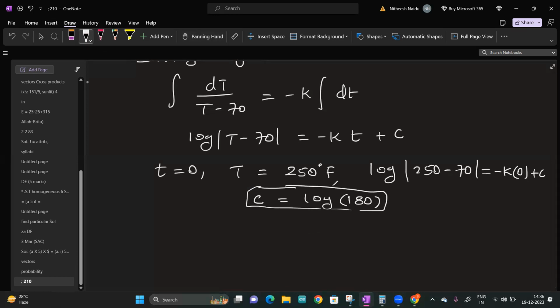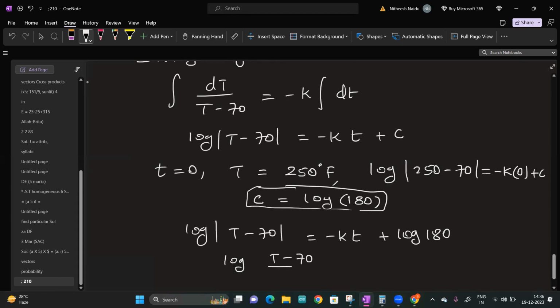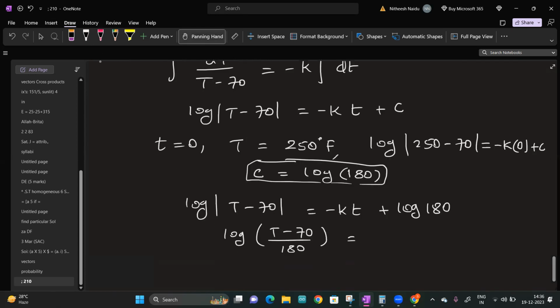After getting the c value, write down the equation again. log(T minus 70) is equal to minus kt plus log 180. This is a very easy question. Definitely you will face one application of the differential equation. Yes, this is the highest weightage topic, the calculus part: integration, derivatives, maxima, minima, and differential equations are most important.